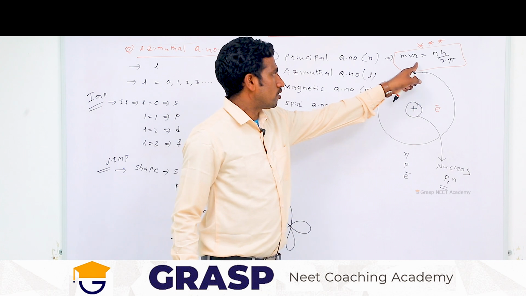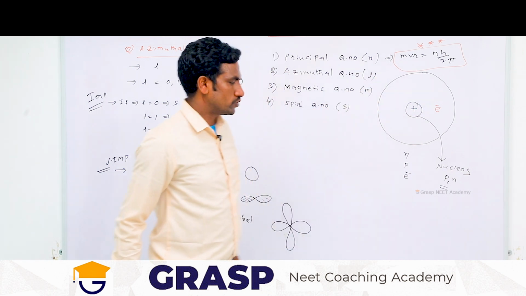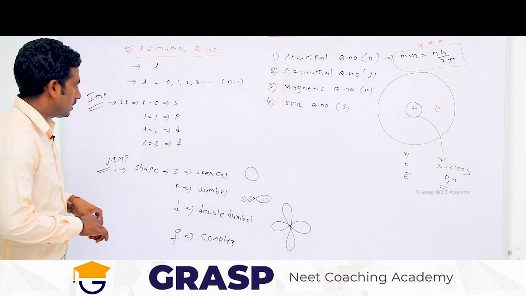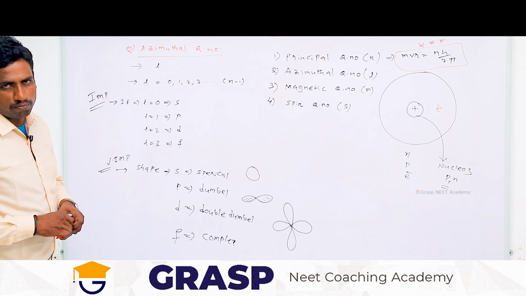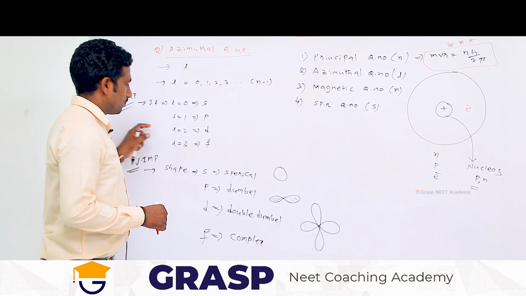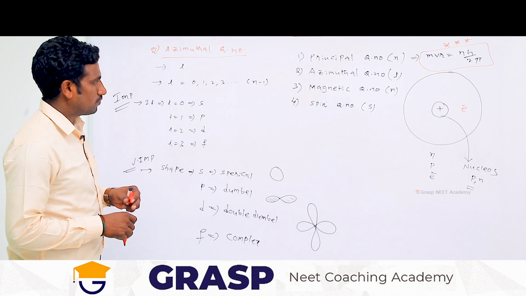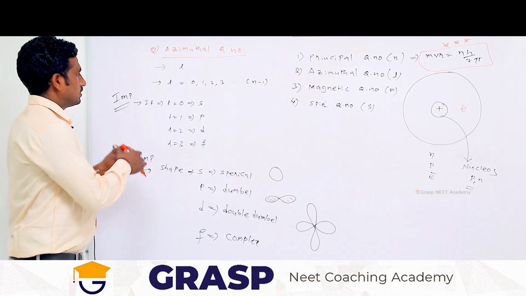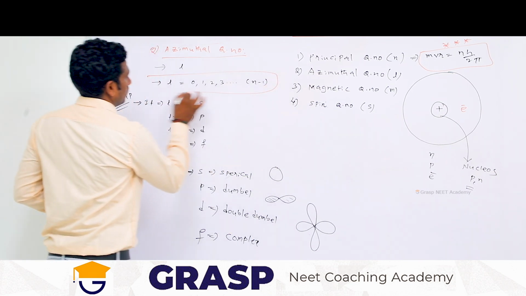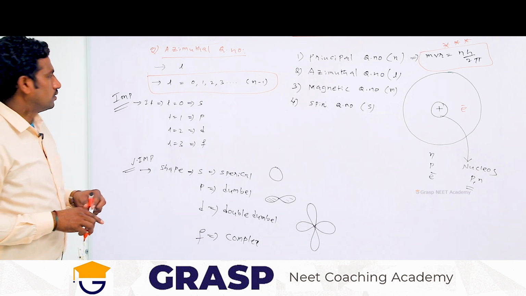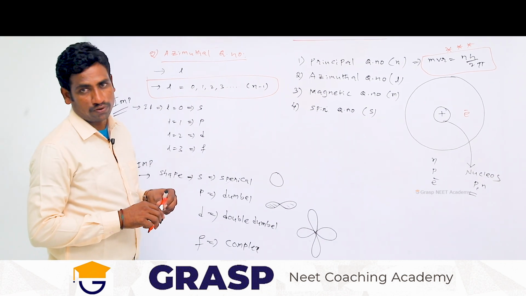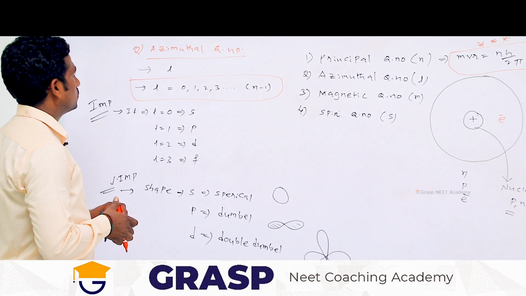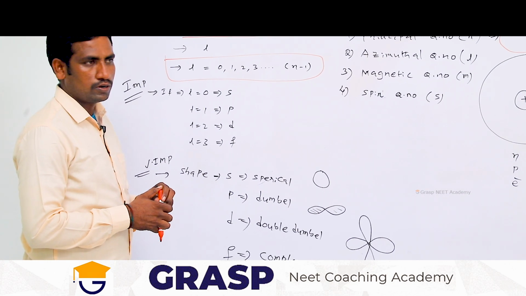In previous exams, questions were asked based on this formula also. Similarly, here you can find the angular momentum of the electron by using the azimuthal quantum number also. This information is given from the azimuthal quantum number. What is the relation between n and L? L values start with 0 and end with n minus 1. This is the information we get from the azimuthal quantum number.